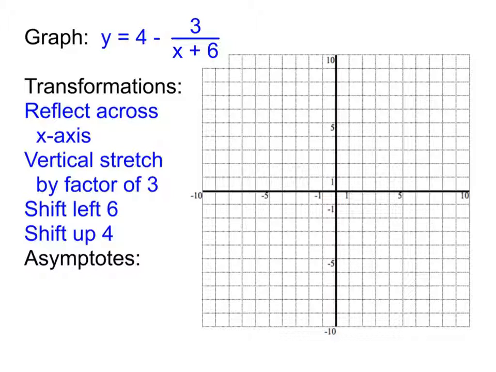So when we now go to graph it, the very first thing we need to do then is think about where am I going to draw my asymptotes. The asymptotes, remember, are changed by the shifts, and only the shifts. So the reflection and the stretch will not affect the asymptotes at all. Because of that, I know I'm going to have an asymptote that is left 6, and I'm going to have an asymptote that is up 4. So I start by drawing those in.